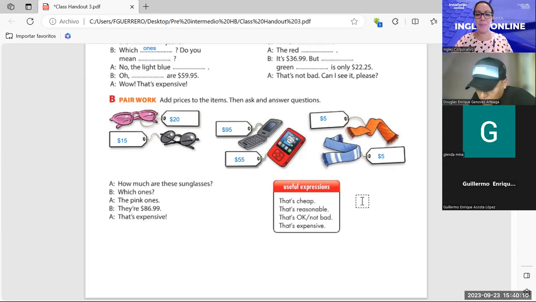That is reasonable. Es cuando nos parece un precio razonable, que no está caro, no está barato. Sí, that's reasonable.